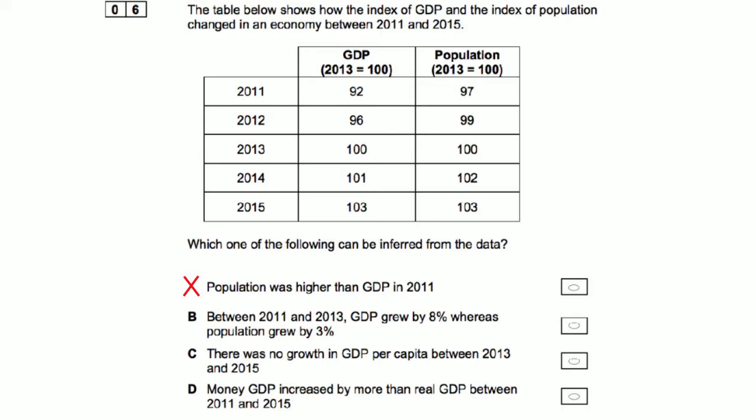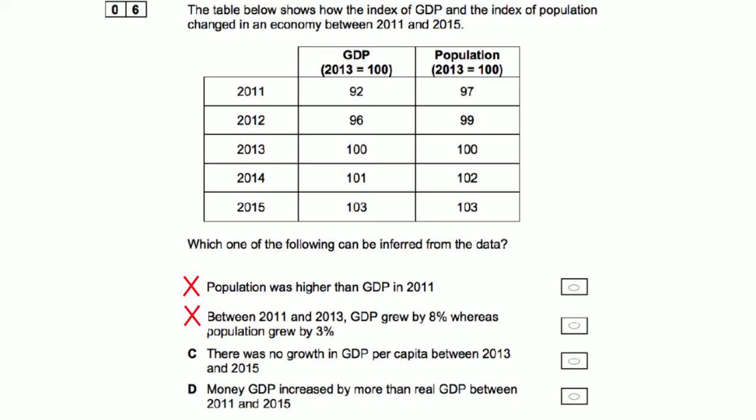B says between 2011 and 2013, GDP grew by 8%, whereas population grew by 3%. In order to work out the percentage change in GDP between 2011 and 2013, we do the value in 2013, which is 100, minus the value in 2011, which is 92, and then we divide this by the value in 2011. So we do 100 minus 92 divided by 92, and this gives us a value of 8.7, which is not 8%. Therefore, B is wrong.